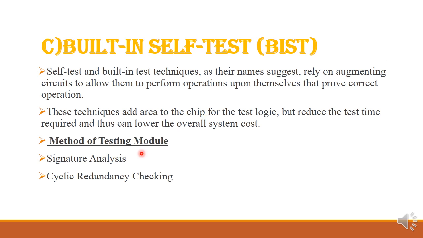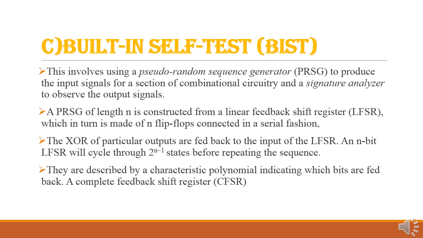The methods for testing the module are signature analysis and cyclic redundancy checking. First we are going to use the cyclic redundancy checking. This involves a pseudo-random sequence generator to produce the input signals for the section of combinational circuitry and a signature analyzer to observe the output signals. So the PRSG is used for giving the input signals to the circuit which we need to test, and to observe the output we use the signature analyzer.